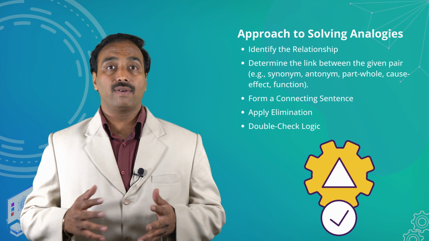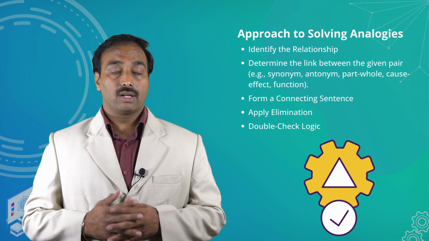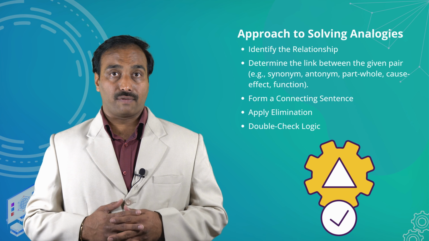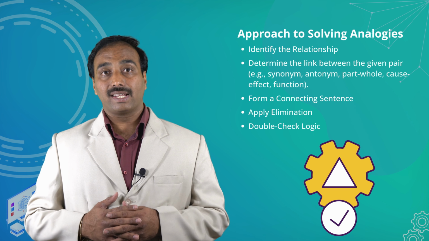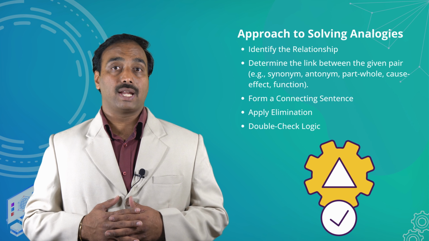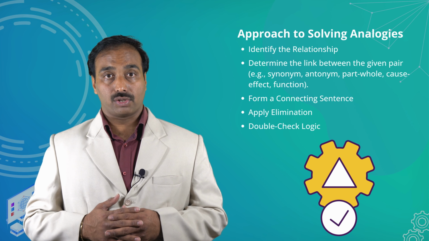Determine the link between the given pair, that is, for example, synonym, antonym, part or whole, cause or effect, or function. Form a connecting sentence. Create a sentence that clearly explains the relationship. This helps in applying the same logic to the answer options.